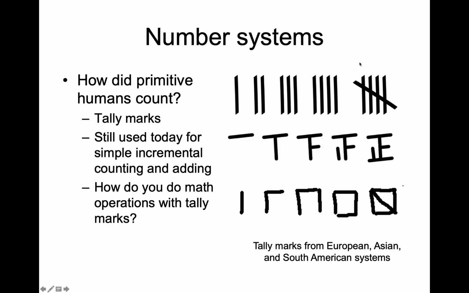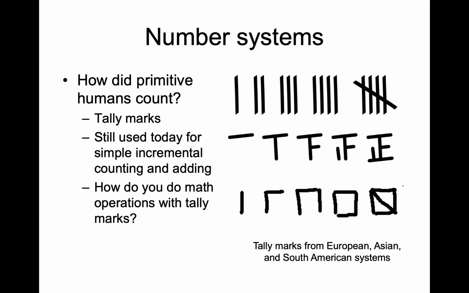Tally marks are essentially these systems like we're seeing on the right part of the slide here, where there's one mark corresponding to one thing. So if we want to count 5 things, we have to have 5 different marks. This is fine. It works. There's no problem. We use this every day when we're just counting things on our fingers, around the house or whatever. But it turns out that doing math operations with tally marks is a problem.